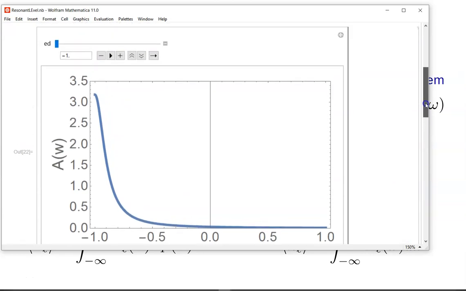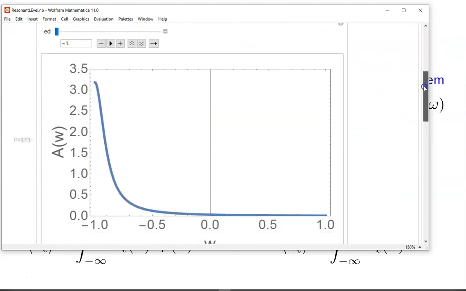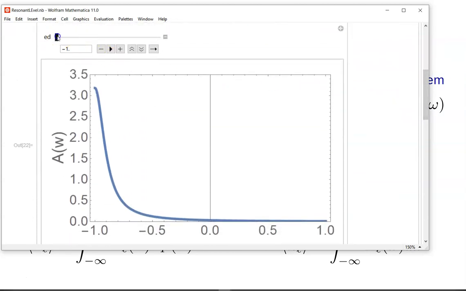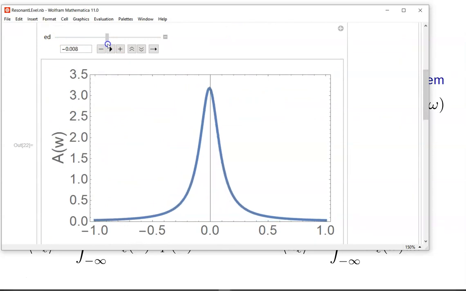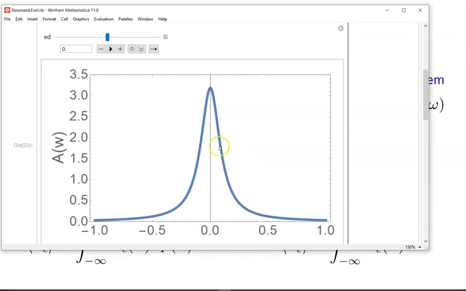What happens to the spectral function when I move this level position? So if epsilon is at 0, right? What do I get? I have a Lorentzian shape centered at 0. That's precisely what this is telling me here, right? I have a Lorentzian shape whose width is proportional to delta, and I'm using delta equals 0.1 here. So I have it centered at 0. So half of it is below the Fermi energy and half is above.